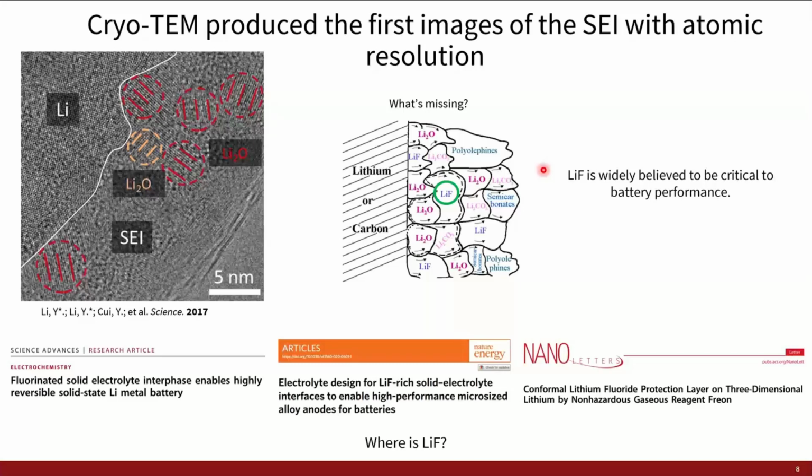So many people in the literature believe that by adding more fluorine to the electrolyte, you generate more lithium fluoride in the SEI, which is thought to be very good for lithium metal stability. So the major question now for the entire battery field is, where is the lithium fluoride within the SEI? Why are we not seeing it with cryo-TEM?